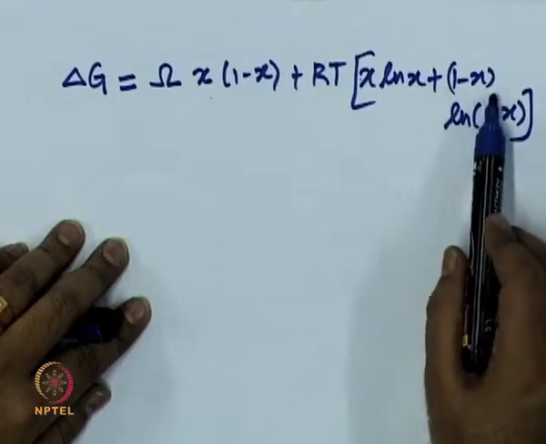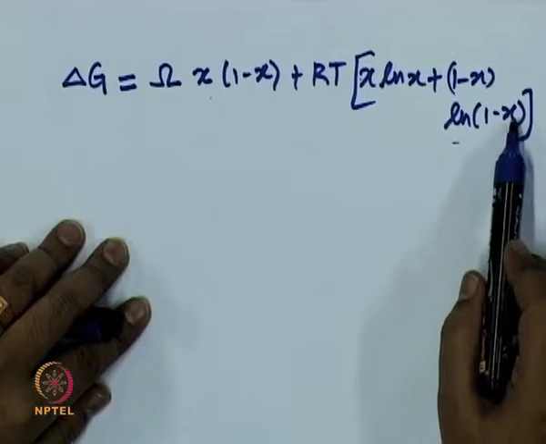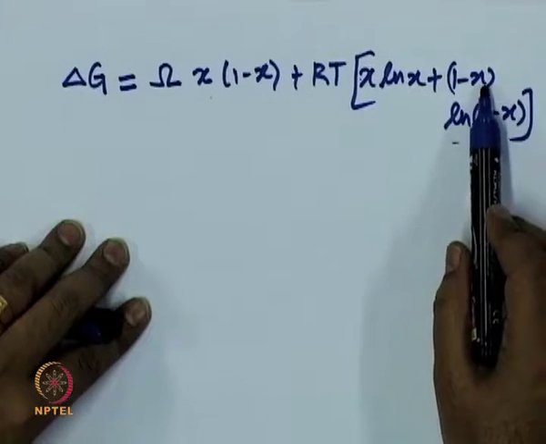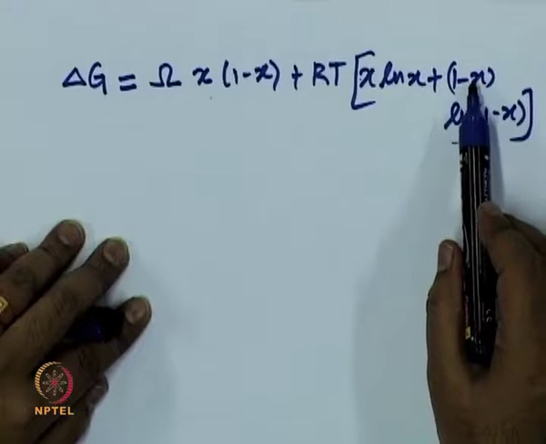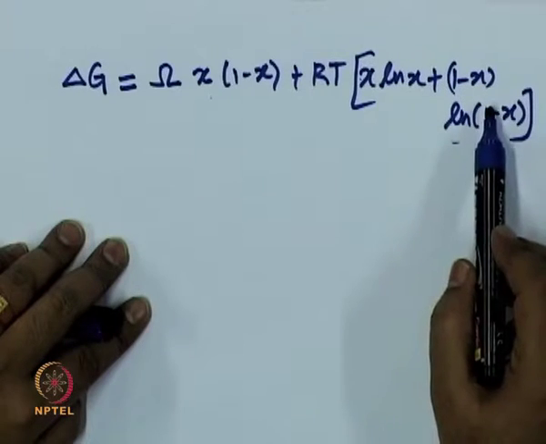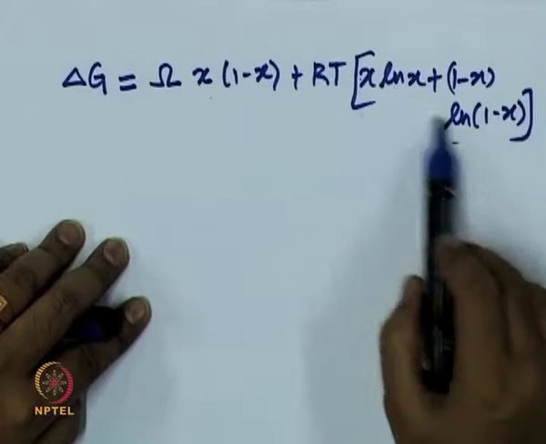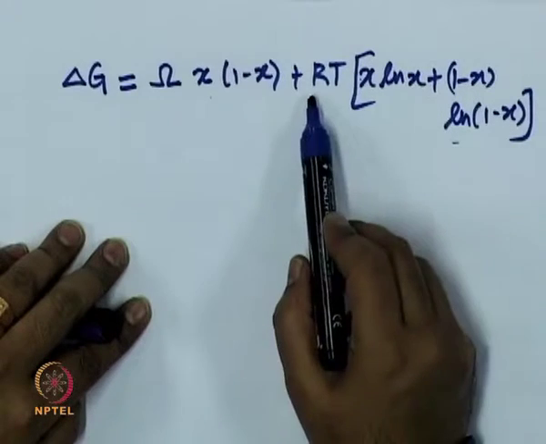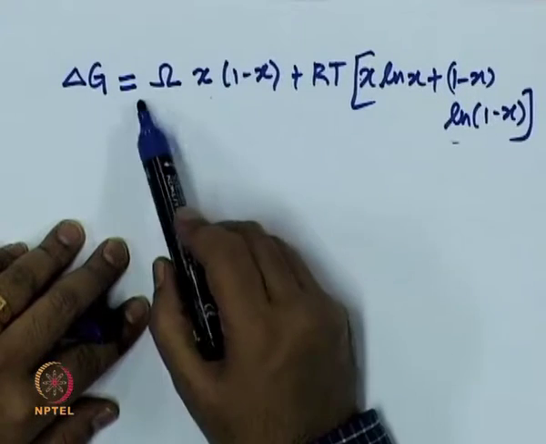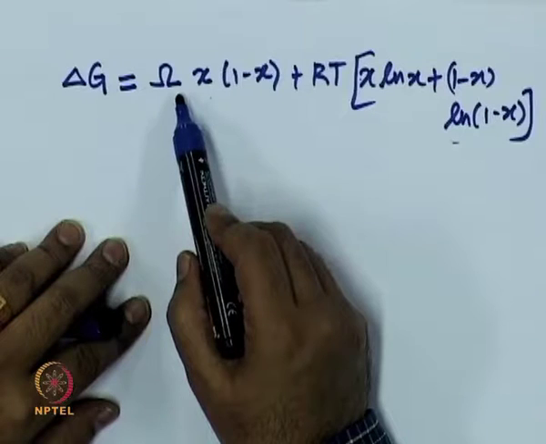So, this is x ln x plus (1 minus x) ln (1 minus x), where x is the fraction of B atoms to the total number of atoms. So, that is just a number, it does not have any units, which means all the unit is carried by RT in this case and omega in this case.